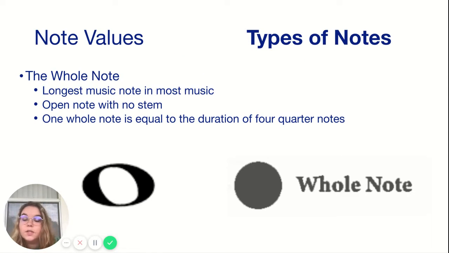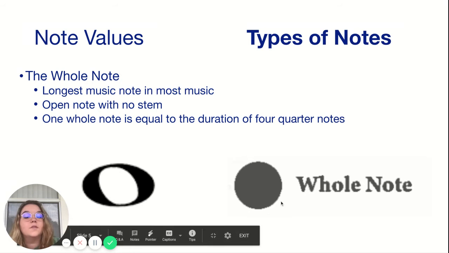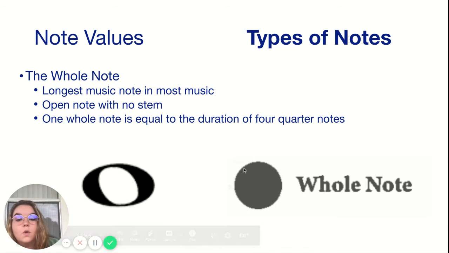The first note that we'll really be looking at is the whole note. The whole note is the longest note in most music. It is an open note with no stem, and one whole note is equal to the duration of 4 quarter notes. Again, we have this little infographic showing us that the whole note is the whole pie chart.